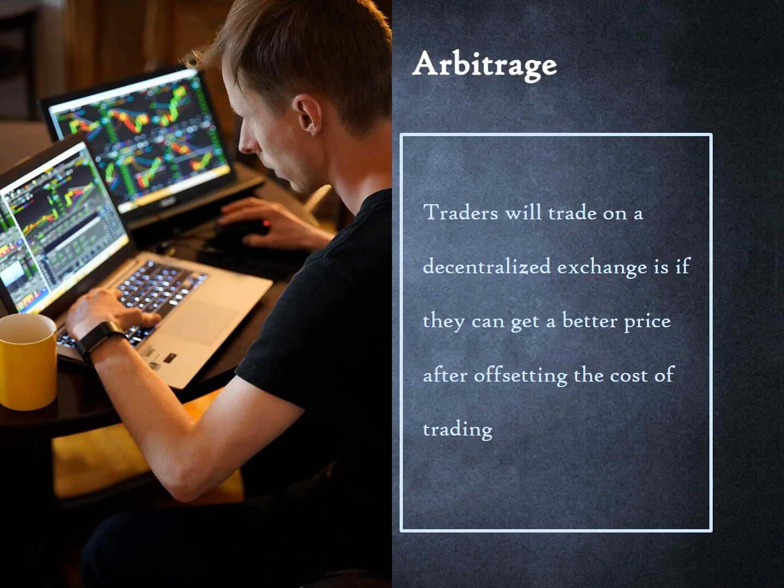We have already discussed this reason in detail. One obvious reason to trade on a decentralized exchange is if one can get a better price, after adjusting for cost of trading like gas fees and trading fees.